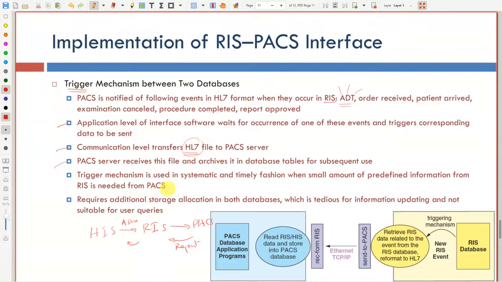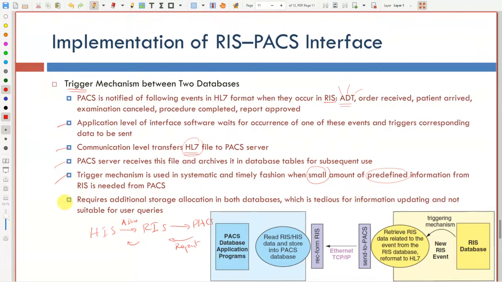And it's used in a systematic and timely fashion when small amounts of predefined information from RIS are needed by PACS. So this is ideal when the data size is very small, and you have a very limited set of predefined triggers or predefined information that you already know and have prepared for, so that you can deal with it very effectively.